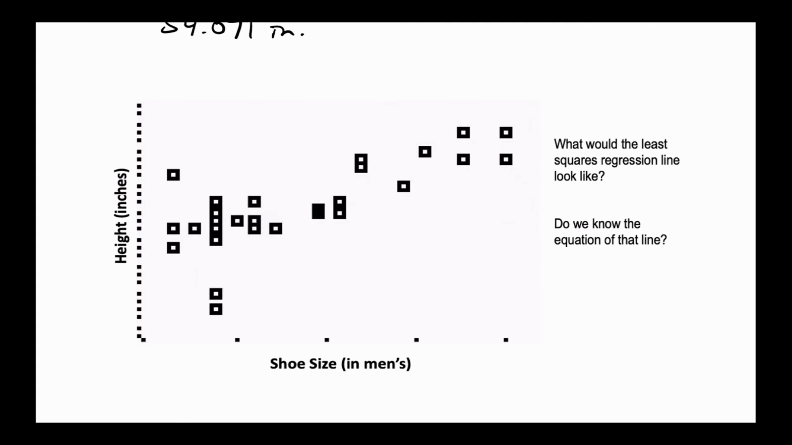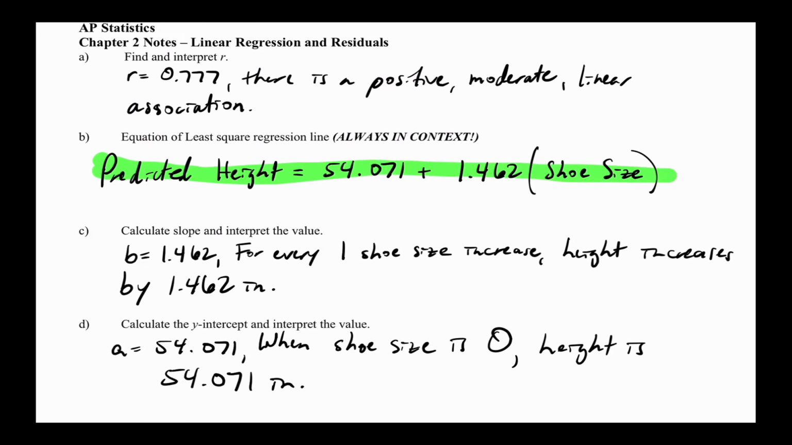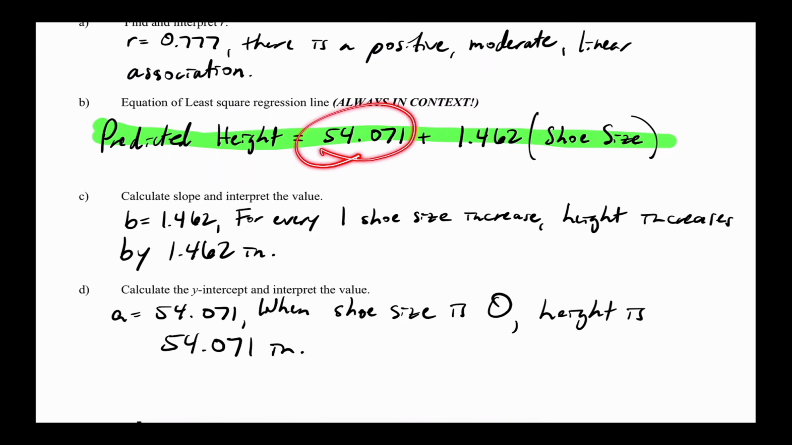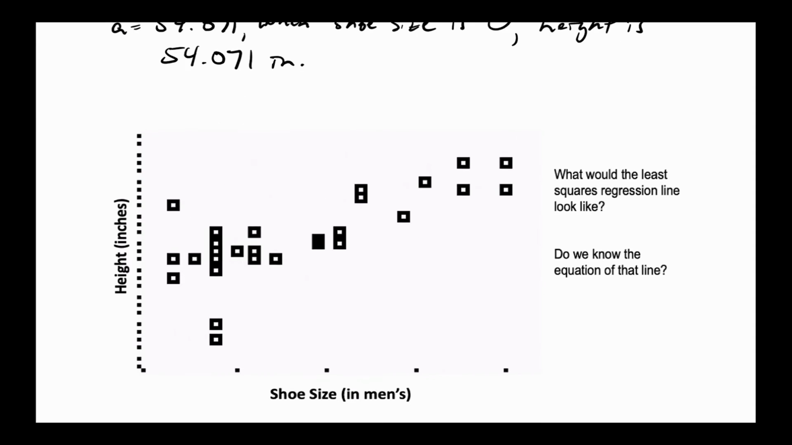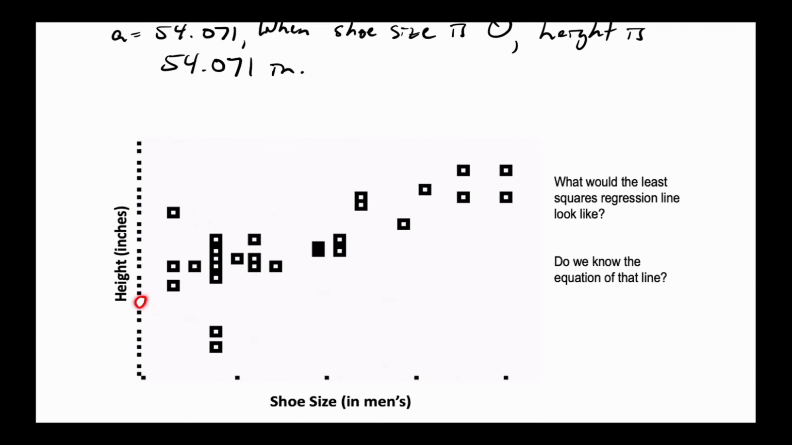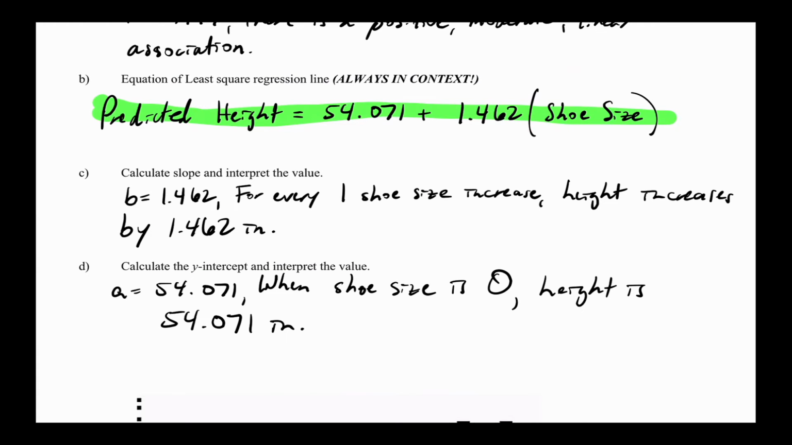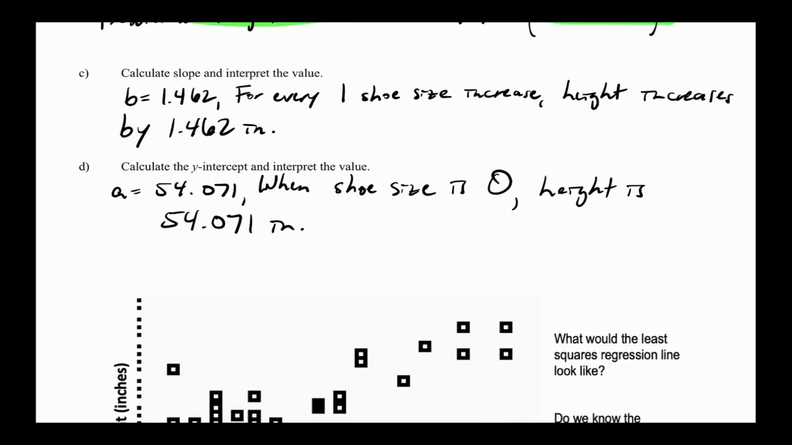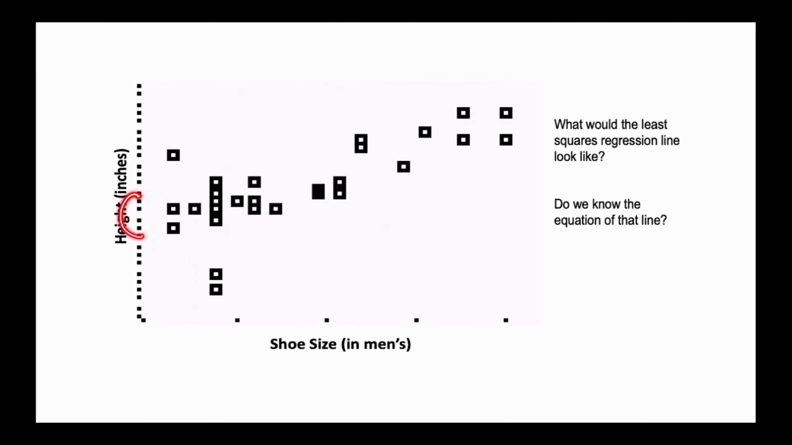Okay, so how do we come up with the actual one? Well, we have the equation here. The y-intercept is about 54. So we would go up 54, make a dot. And then here's the slope. So we would go up 1.462 over 1. But I don't have any numbers here, right? There are no numbers here. So the calculator will do it. So I'm going to show you how to do it on the calculator.